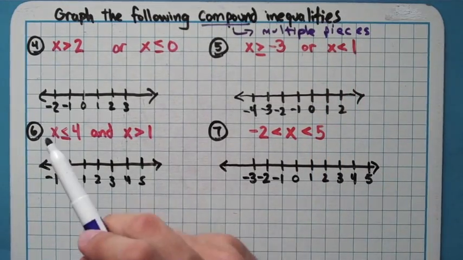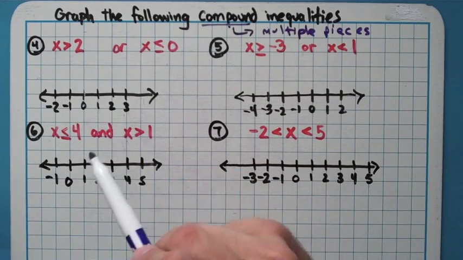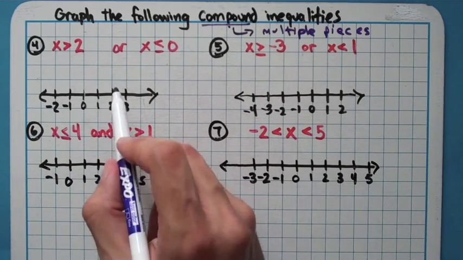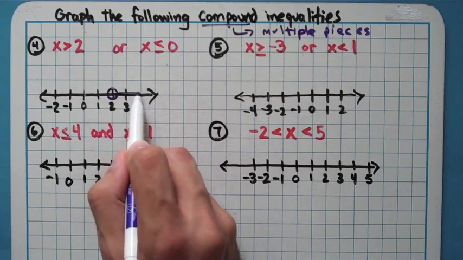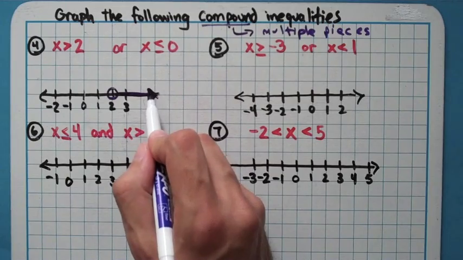So on my first problem here, it's x is greater than 2 or x is less than or equal to 0. So if either one of those parts is true, it's going to be a solution in our problem. We'll take the numbers that are bigger than 2 or the numbers that are less than or equal to 0. Any of those are totally fine for us. So at 2, I'm going to put an open circle right here, and I'm going to shade it's greater than 2. So that part's going to get shaded like this.